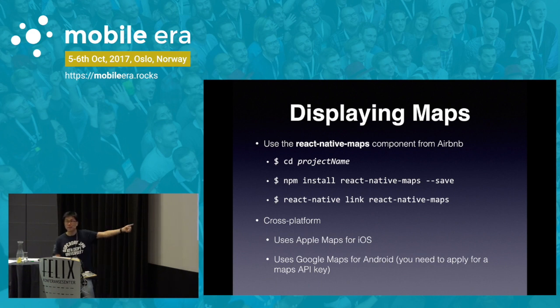You just need to apply for the Maps API key for your Android application, and that's it. You will be able to run and display the maps on your iPhone and Android devices. So this is a very good example of how to use third-party components.